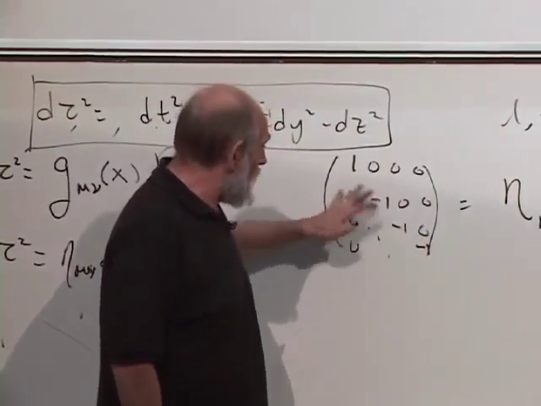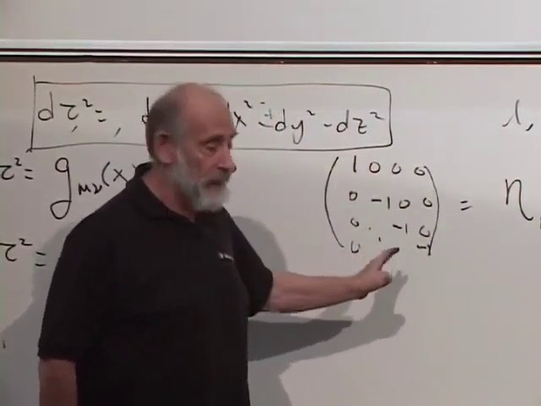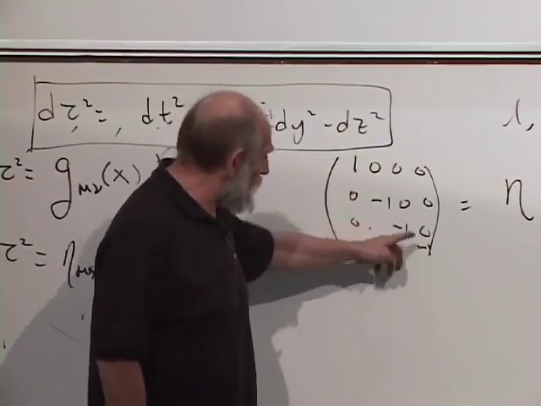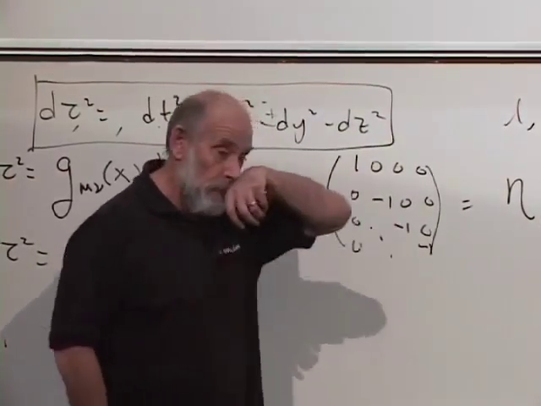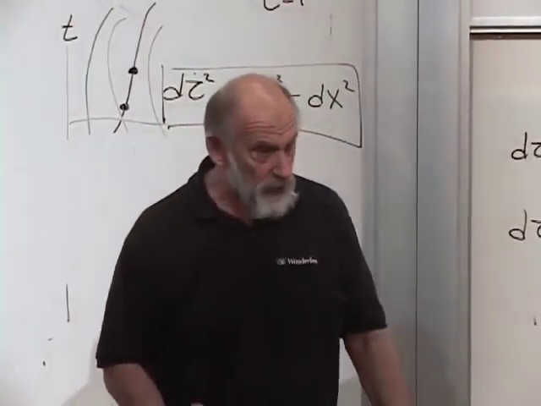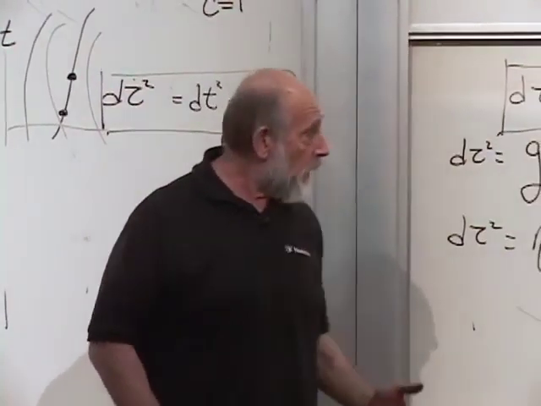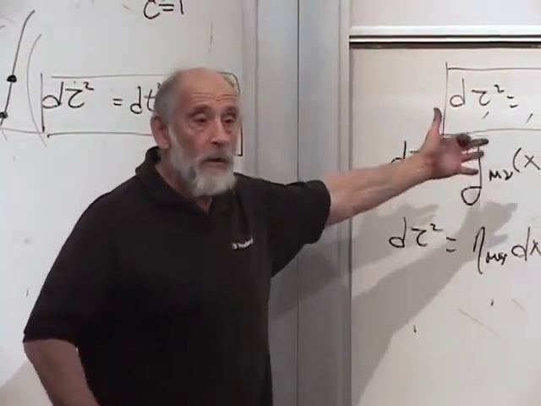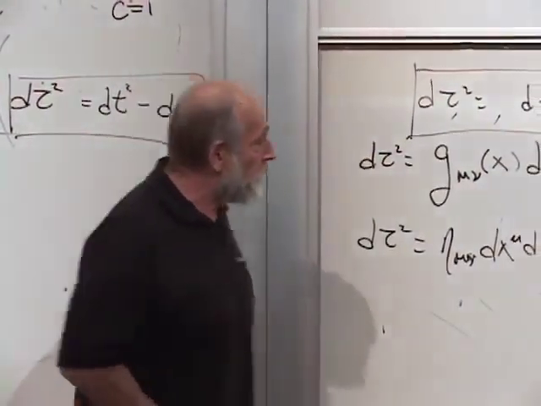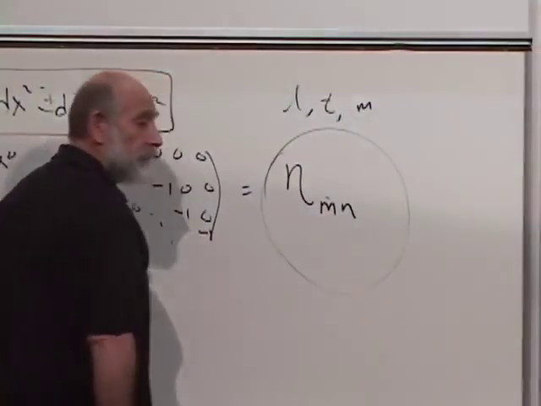Now, what are the special rules about how many minuses and how many pluses? We'll come to that. But this, for example, is a special case, 3 minuses and 1 plus. I'll be more precise about what's an allowable metric tensor. But for now, the rules are almost exactly the same, with the Kronecker delta being replaced by eta.